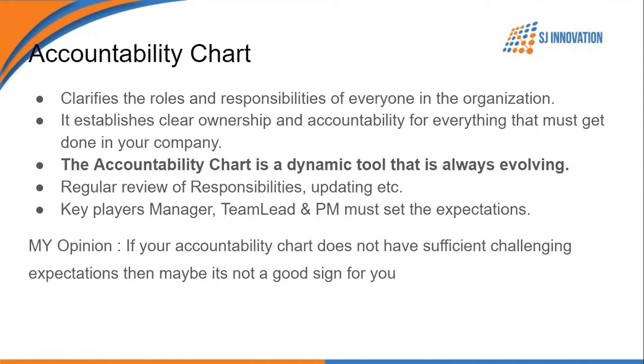Now, what is an accountability chart? It clarifies the roles and responsibilities of everyone in the organization. It establishes clear ownership and accountability for everything that must get done in your company. In quarter one, one of the HR team's goals was to create this accountability chart. They covered every position in our organization, whatever structural labels we have. For example, intern developer, then junior developer, then software developer, then senior software developer, then tech lead, then team lead, then development manager. It's a structure in the development department.